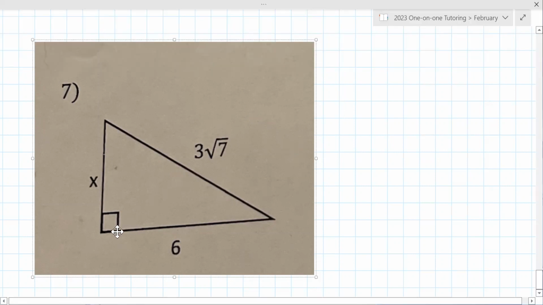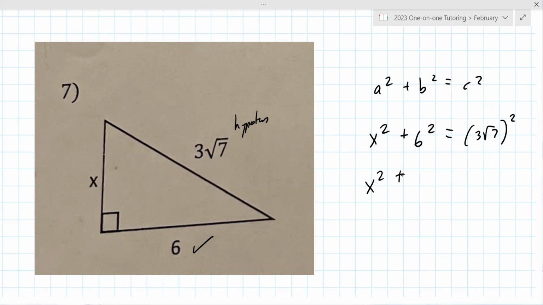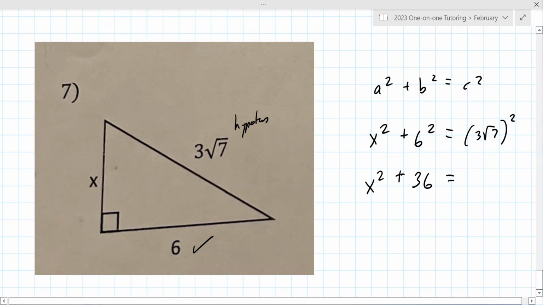What is the value of the legs? The legs are 6 and 3 square root 7. 6 is one of them. This is the hypotenuse. The hypotenuse is x. That's right. A squared plus b squared equals c squared. So x squared plus 6 squared equals 3 square root 7 squared. What is 6 squared? 36.